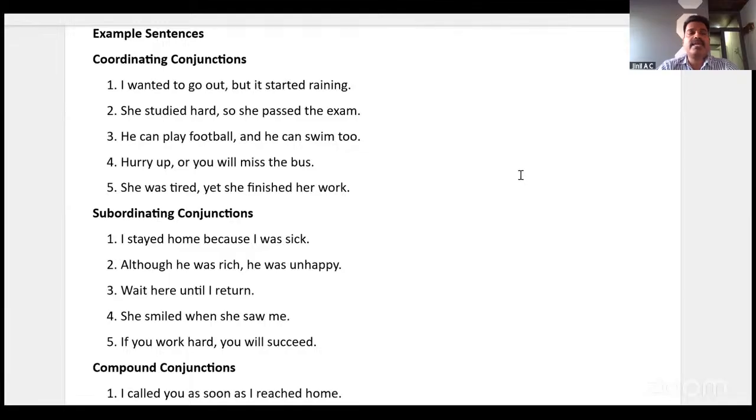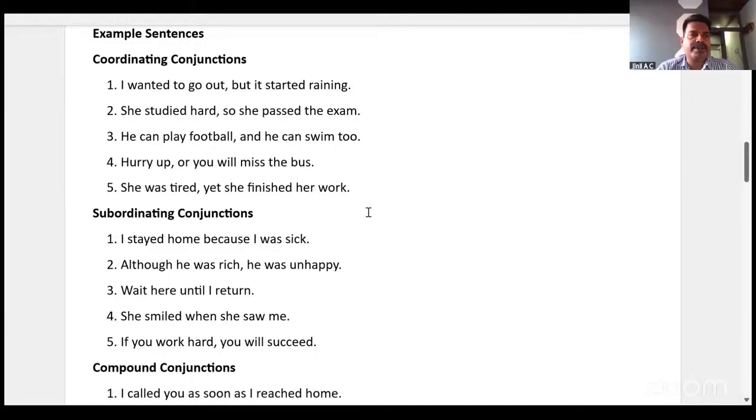Sometimes you may be saying, "Hurry up, not you will miss the bus," or "You not hurry up and you miss the bus." That kind of awkward sentence should be avoided. For that, we should use proper conjunctions. She was tired, yet she finished her work.